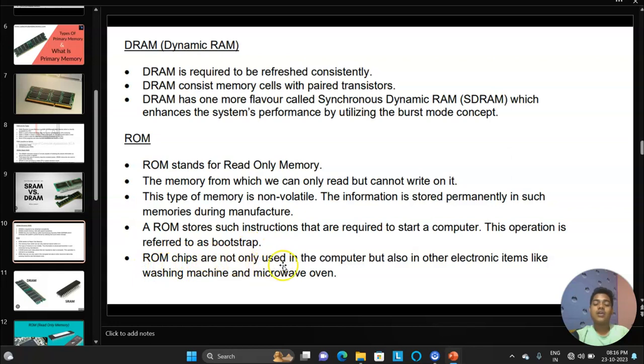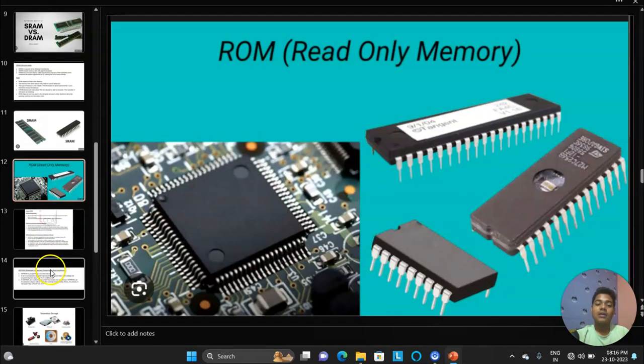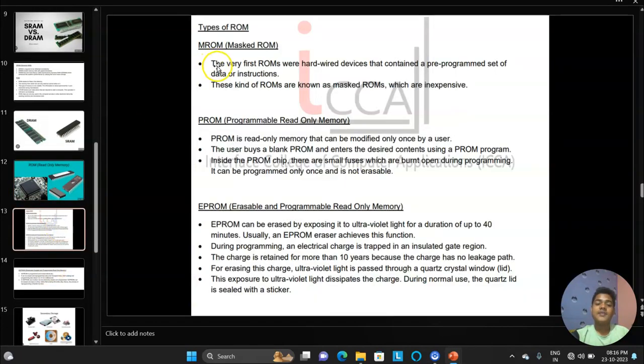ROM chips are not only used in computers but also in other electronic items like washing machines, microwaves, watches, or ovens. DRAM, as we see in the picture, is inserted in the CPU, and SRAM is static RAM. In this picture, we can see how SRAM is built. Types of ROM: MROM, which is masked ROM.